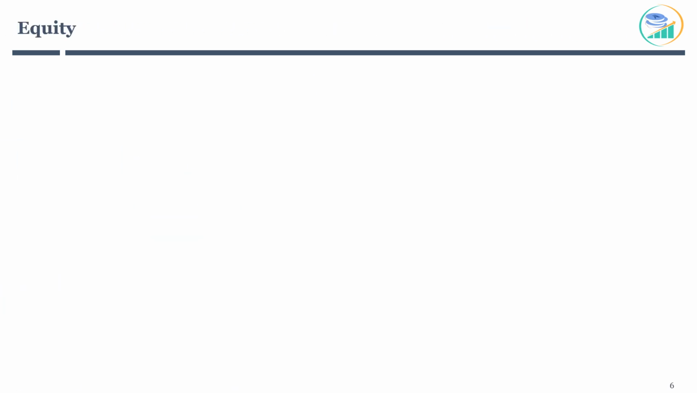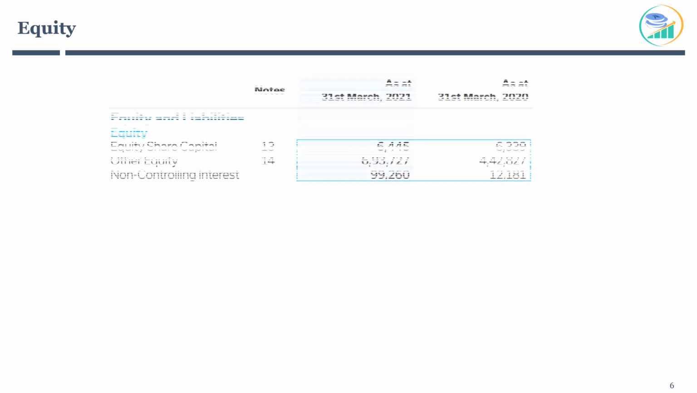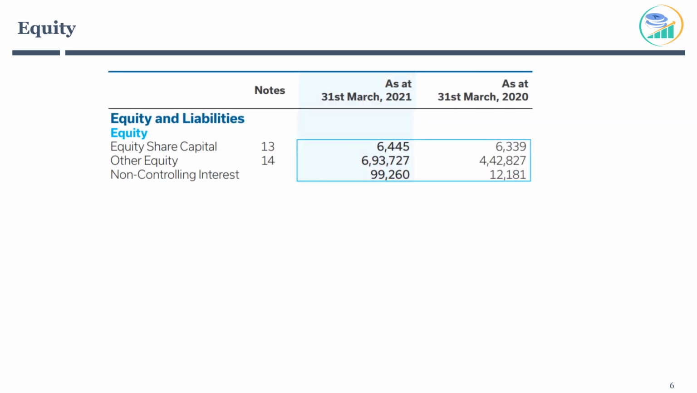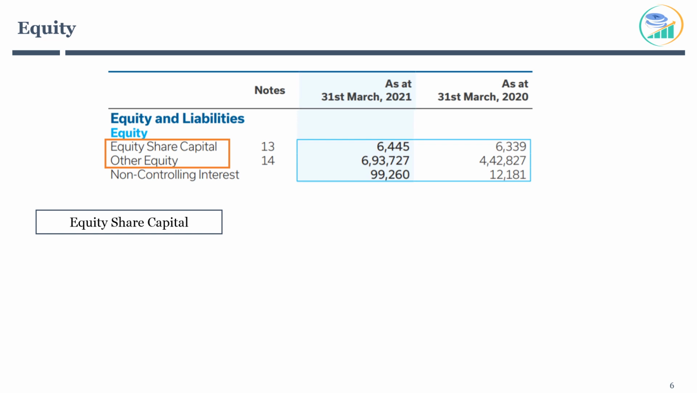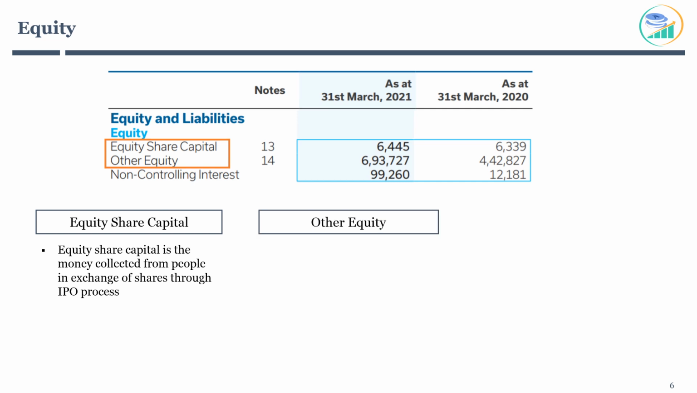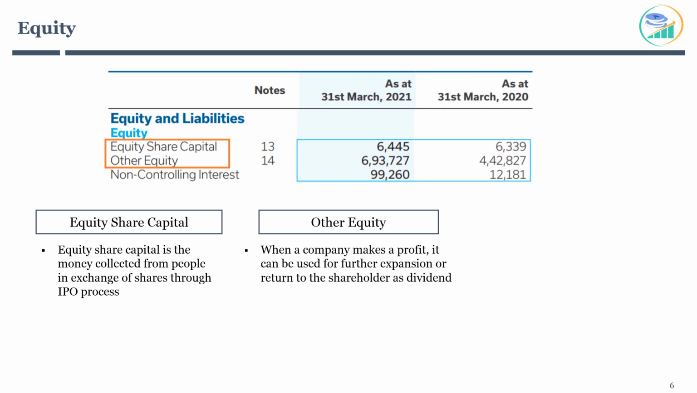Now you know the equity share capital. Let's review equity side of balance sheet. Equity is broken down into 2 main components. First, equity share capital. Equity share capital is money collected from people in exchange of shares through IPO process. Second, other equity. When company makes profit, it can be used for further expansion or return to the shareholder as dividend. Other equity refers to the profit accumulated over the years on balance sheet.